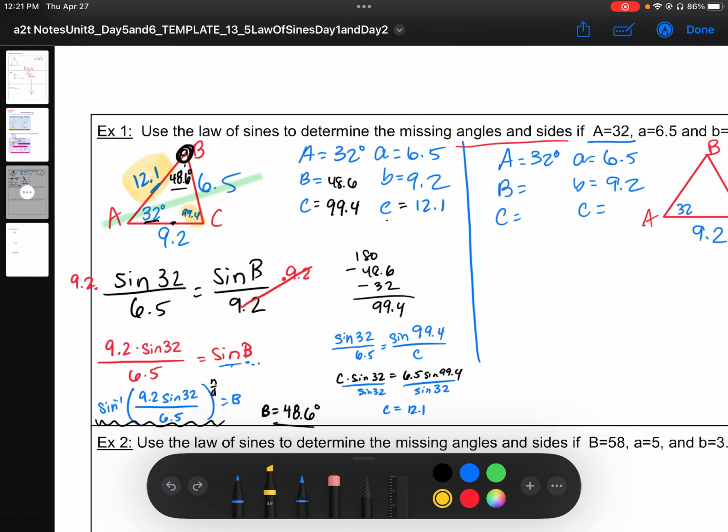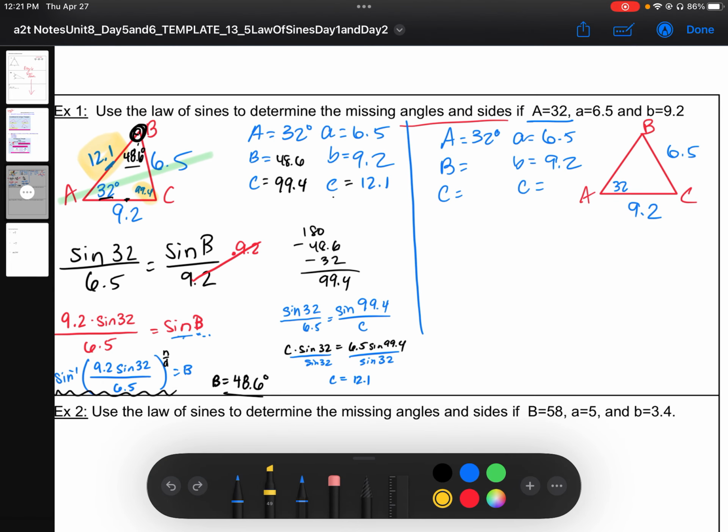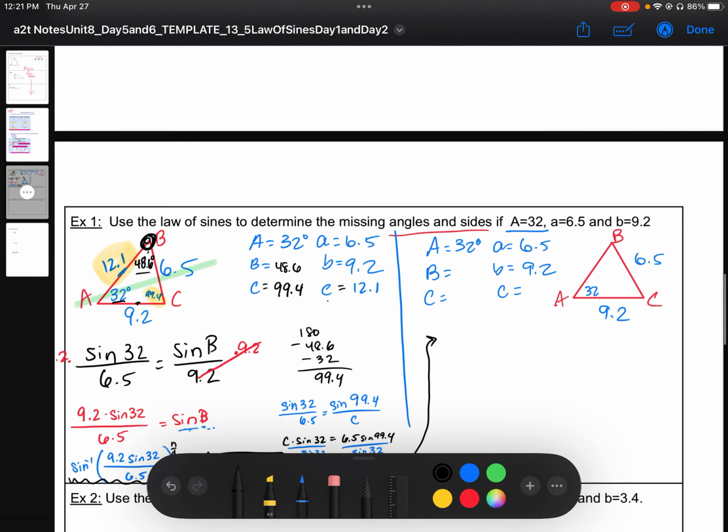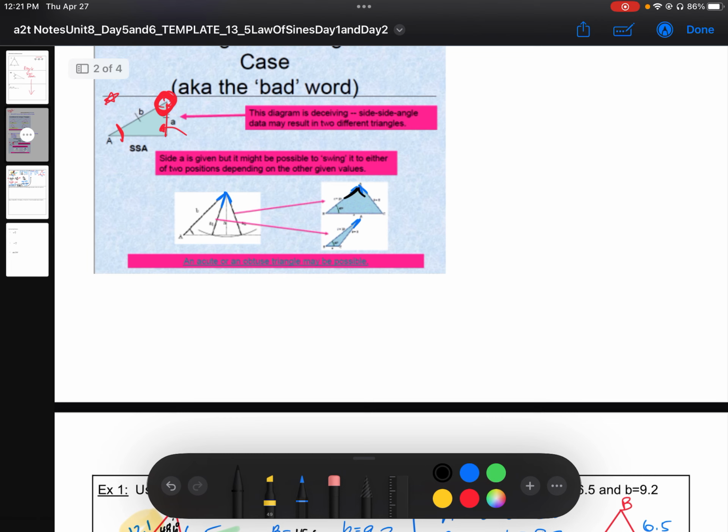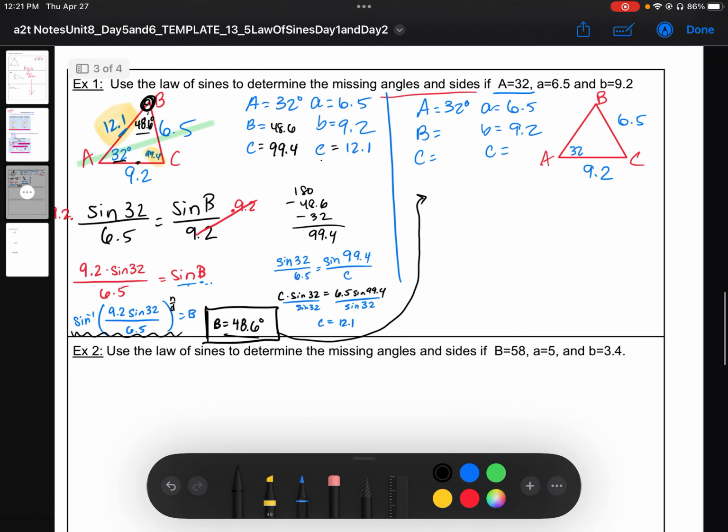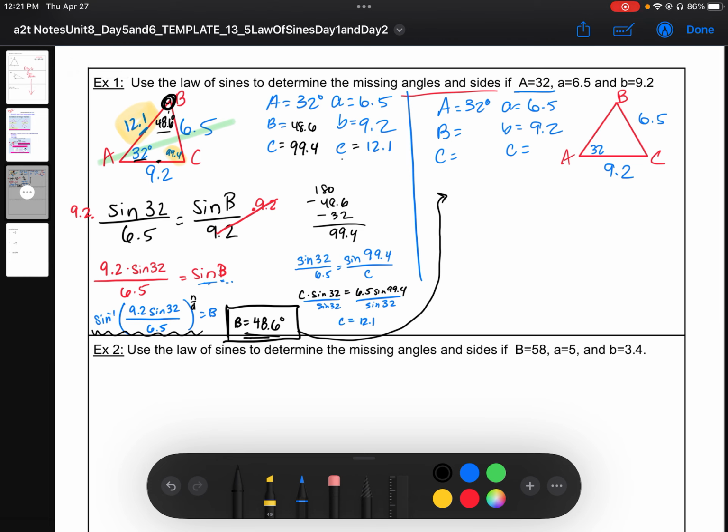Okay. So to find the second potential triangle, I am going to take the answer I got for my first angle. If it is possibly the situation where it swings and could potentially create an obtuse angle now, what I'm going to do is take my initial answer for angle B, 48.6, and subtract that from 180.